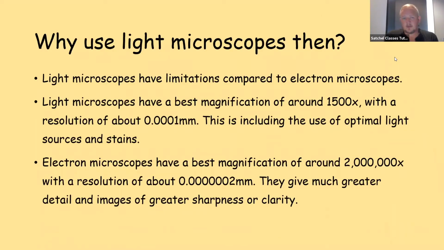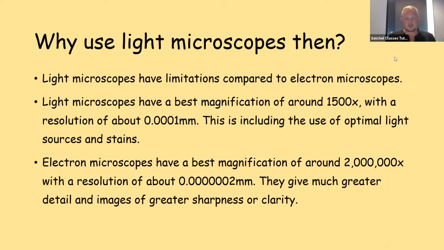Why bother using a light microscope then? Well, light microscopes do have limitations compared to an electron microscope. The best magnification of a light microscope is roughly around 1500 times, meaning we can make an object that's 1 centimetre appear 1500 times bigger, 1500 centimetres, with a resolution of about 0.0001 millimetre.